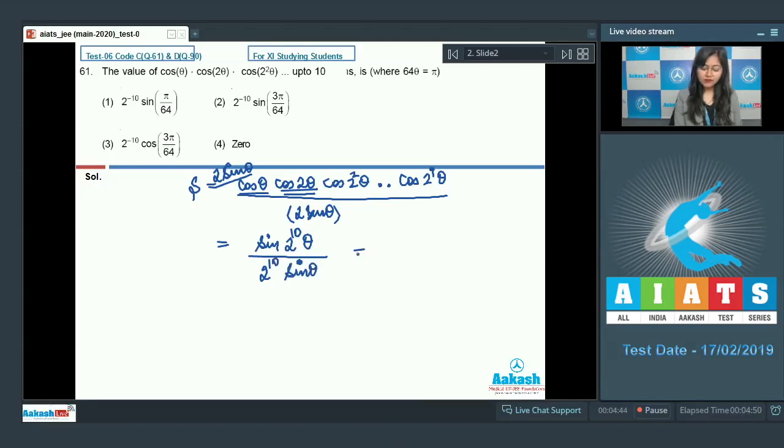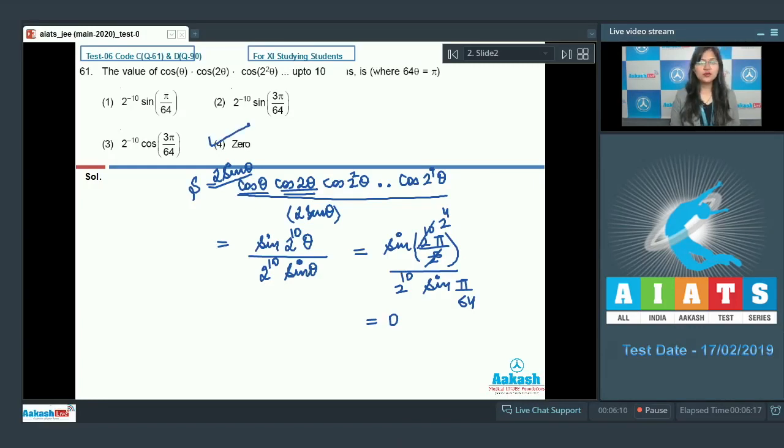Now, the value of theta is given to be equal to pi upon 64. So putting the value, this will be equal to sin of 2 raised to the power 10 into theta, where theta is pi upon 64, that is 2 raised to the power 6, upon 2 raised to the power 10 into sin of pi upon 64. Now, cancelling this, we will get 2 raised to the power 4, that is 16 pi, that is equal to 0. Hence, the correct answer is option number 4.